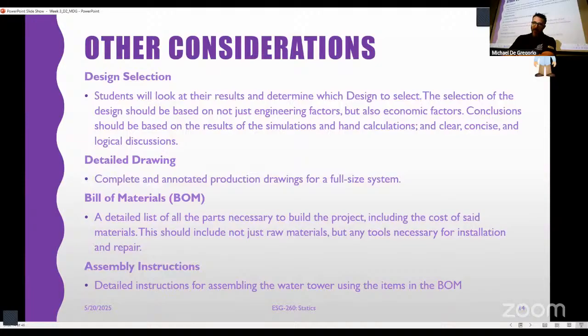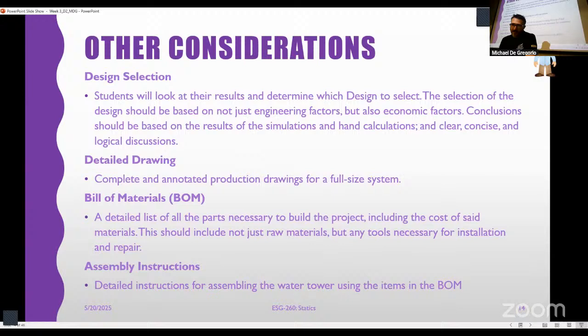All right, other considerations, design selection. So why are we doing 2 designs? Because the purpose of your design paper is to compare and contrast your 2 designs and figure out which one you would actually recommend, right? So you need to make a recommendation based on your simulations and your hand calcs.